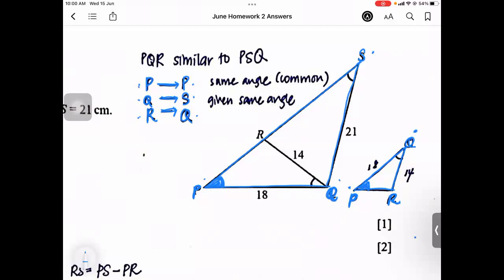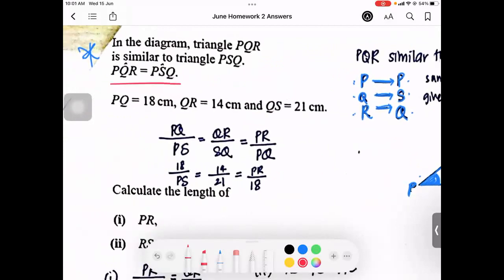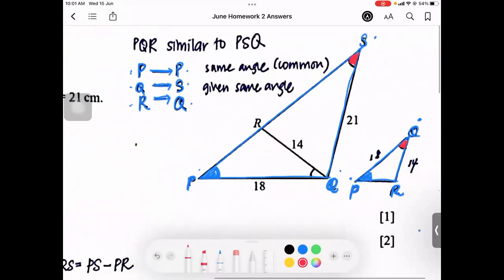Secondly, angle Q and S. PSQ is over here. Let me use another color. PSQ is over here. Then that means I must match with this one. Are they the same angle? Let's read the question. They gave me that these two are the same angle. So this is given. If this is given, then very obvious, angle Q must be equal to angle R.